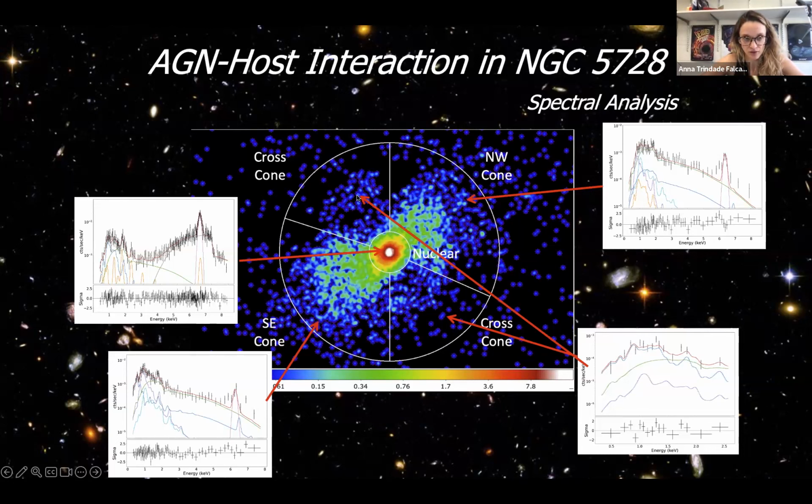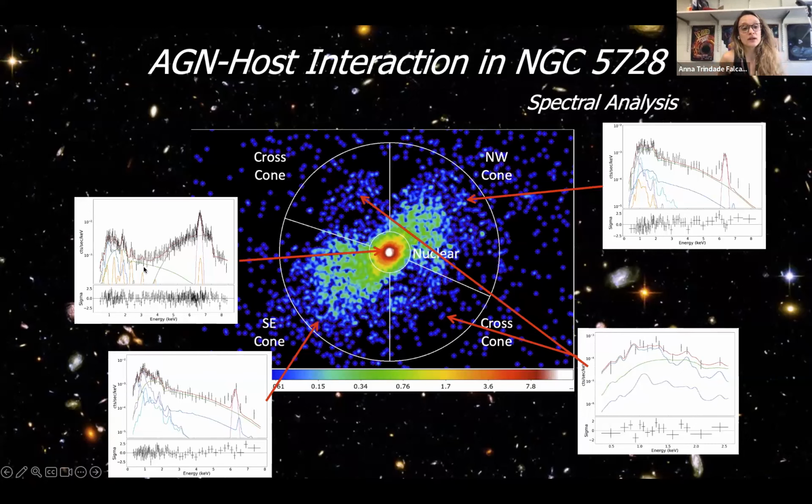in these different regions. So in the case of NGC 5728, we extracted the cross-cone spectrum, and actually we merged these spectra into one, because of the number of counts. But we also extracted the spectrum of the extended bicone and the nucleus.